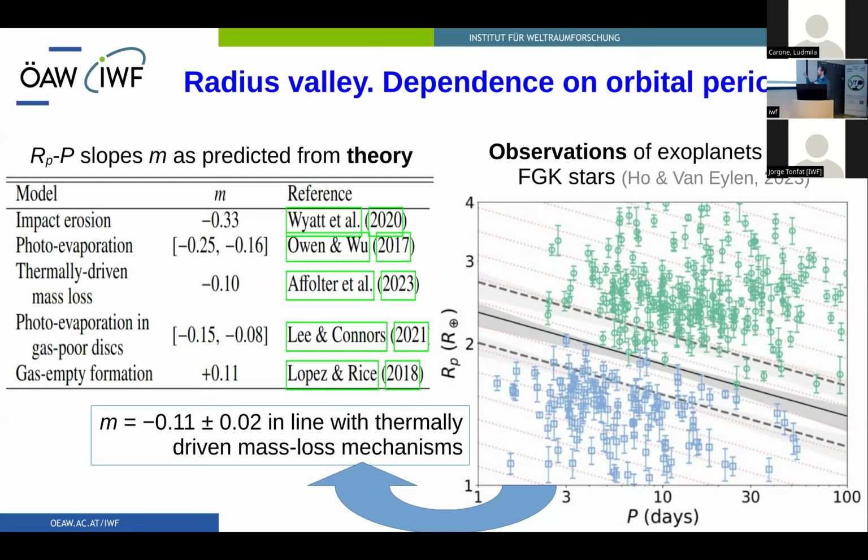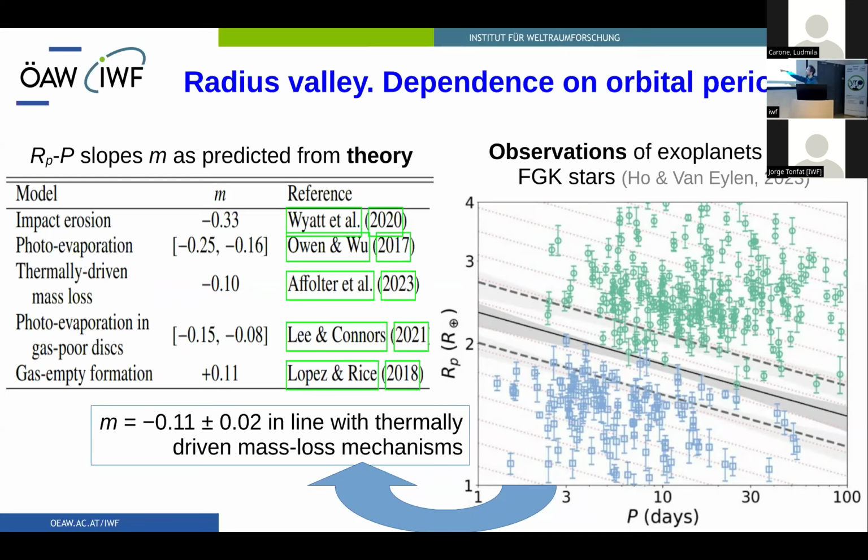And in addition, in that paper by Owen and collaborators, a more sophisticated hydrodynamic simulation was also performed. And then we reach the bottom part of the table, where instead we expect a positive slope in the valley in case of a pure gas-empty formation. Well, in case of a pure gas-empty formation, there wouldn't even be a valley, because if there's a pure gas-empty formation, only bare rocky cores can form.